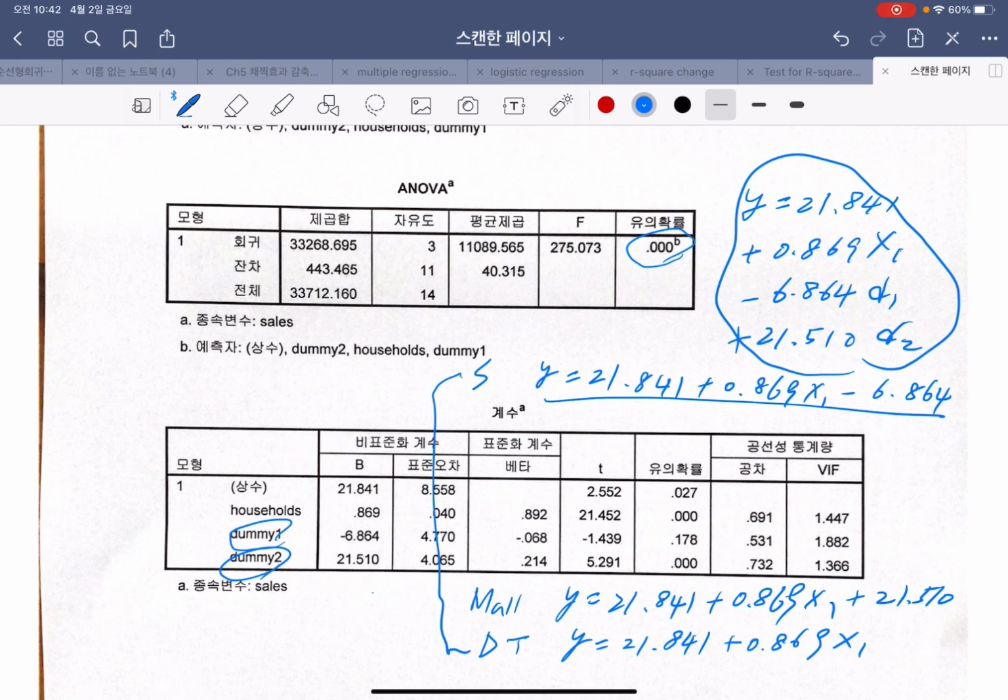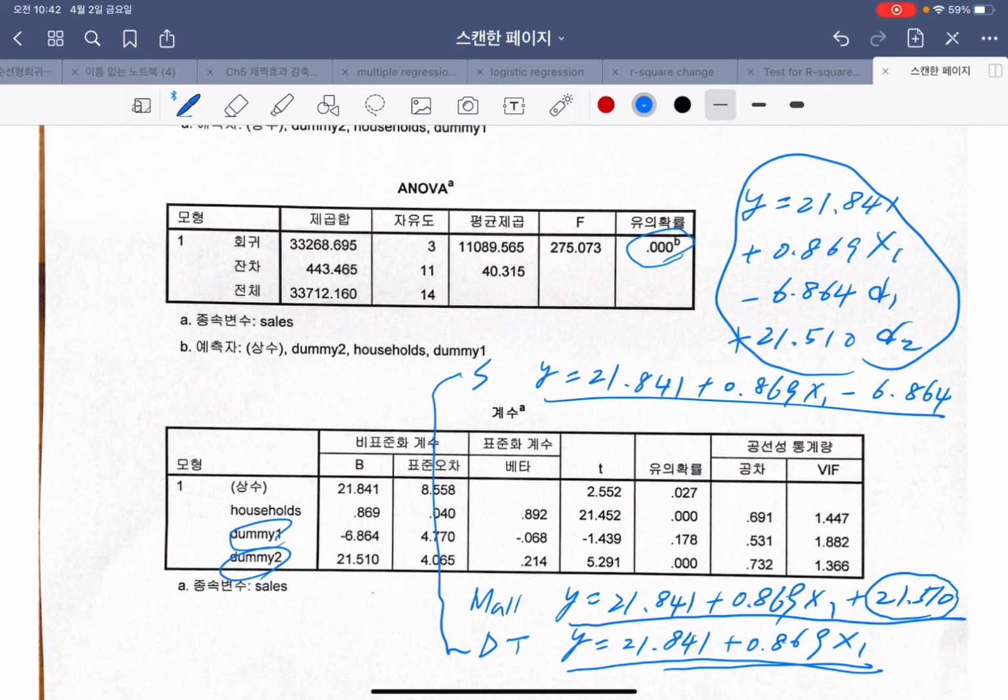So if you look at the equations, let's compare downtown to mall. If you look at these two equations, in the case of mall, the sales is on average 21.51 higher than downtown. So by comparing these equations, you can see on average which one has bigger sales.